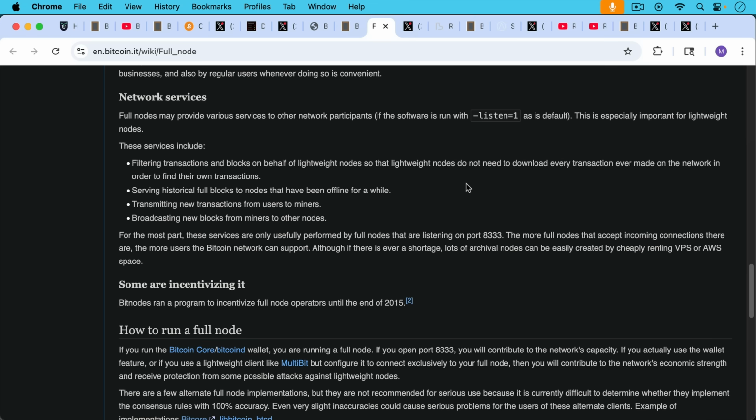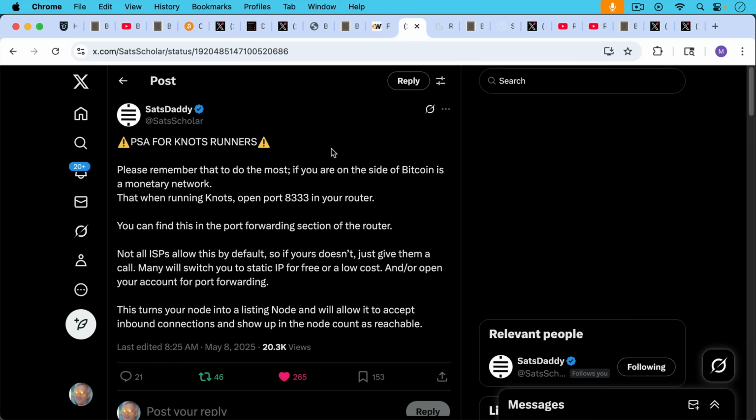So this is why port 8333 is so important, and also why it's important to run your software as a listening node. As Sat Scholar, Sat's Daddy, points out here, please remember that to do the most if you're on the side of Bitcoin as a monetary network, then when running nodes, open port 8333 in your router. You can find this in the port forwarding section of the router. Not all ISPs allow this by default, so if yours doesn't, just give them a call.